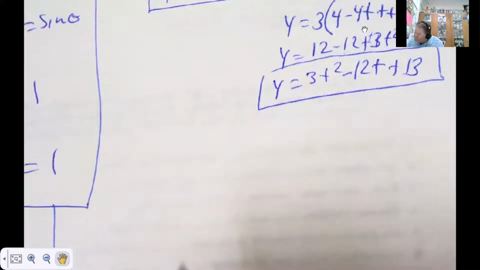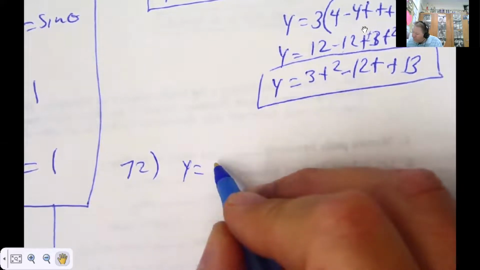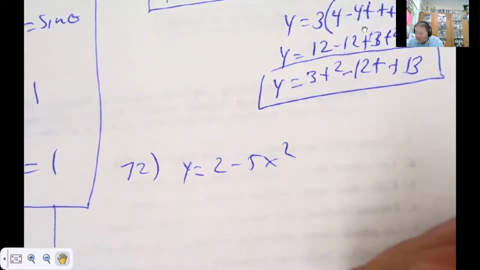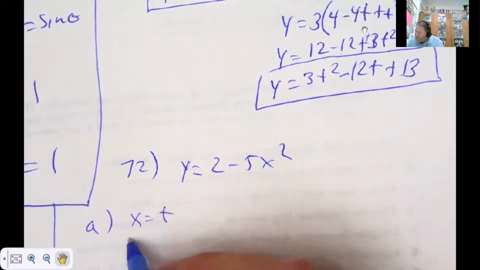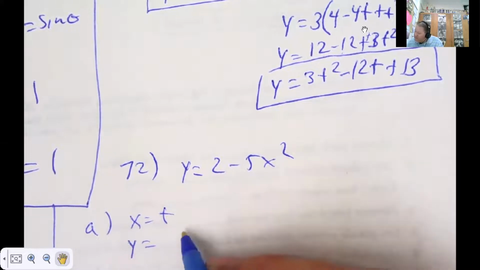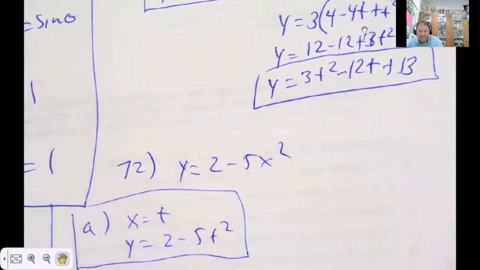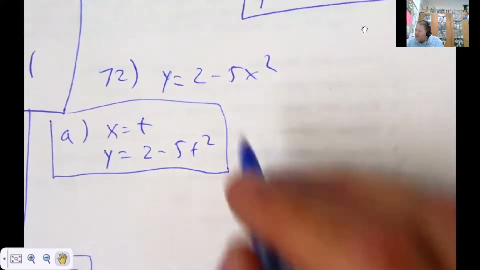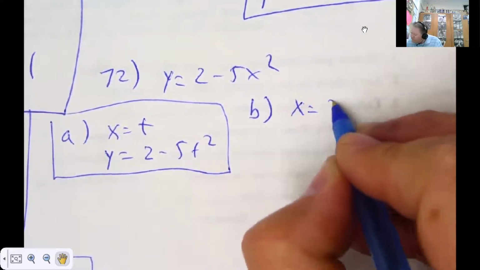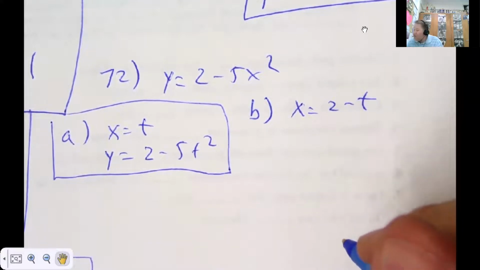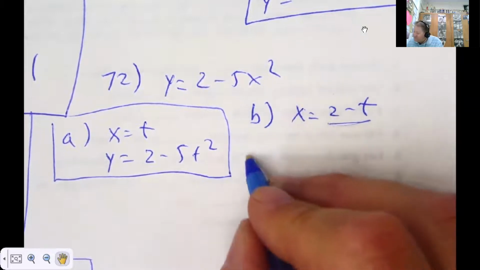And 72. The equation is y equals 2 minus 5x squared. So for part A, it says to let x equal t, and y equals, substituted for t here, 2 minus 5t squared. So part A is always super simple, right? Part B would be, okay, x equals 2 minus t is what they say to use, which means now I have to substitute that value of 2 minus t back in for x.